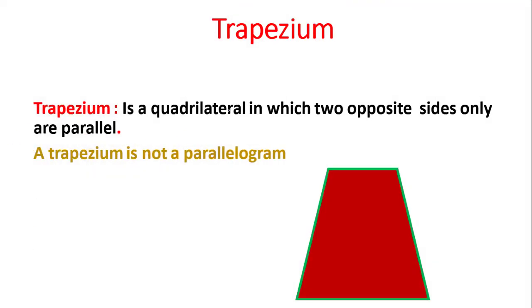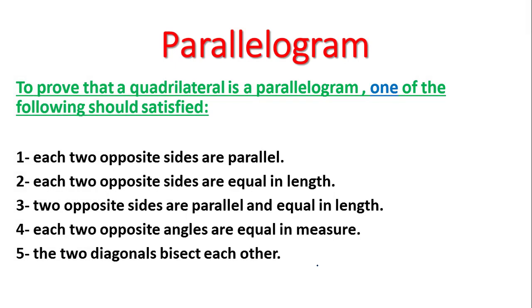We have another quadrilateral which is not a parallelogram. This quadrilateral is the trapezium. In a trapezium, not each two opposite sides are parallel, only two opposite sides are parallel. So this side is parallel to this side. Only two sides are parallel. The other two sides are not parallel. So the trapezium is not a parallelogram. We studied the properties of the parallelogram and special cases of the parallelogram.